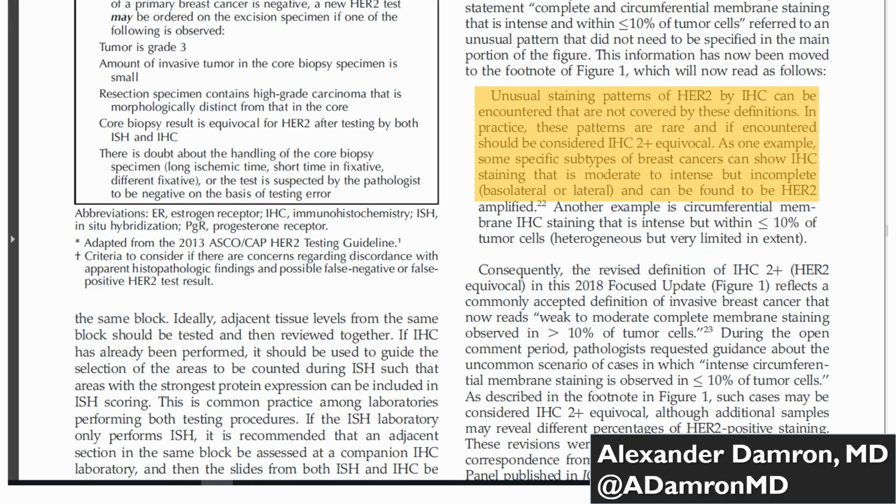So if you look at just an excerpt of the ASCO guidelines, the 2018 guidelines, right, it talks about these unusual staining patterns of HER2 by IHC. And it says, they're rare, but if encountered, you should consider it equivocal. And one of them is the one I just showed you. So specific subtypes of breast cancers can show IHC staining that is moderate to intense, but incomplete, basolateral or lateral, can be found to be HER2 amplified. That exactly was the case that I just showed you. It had basolateral moderate staining and was found to be HER2 amplified. But as I mentioned, that patient didn't respond.